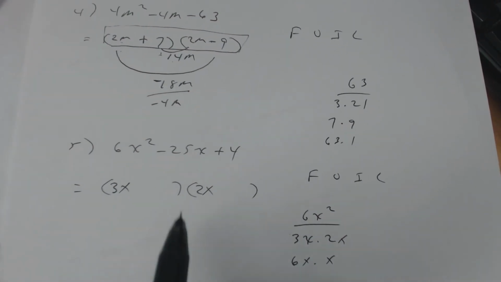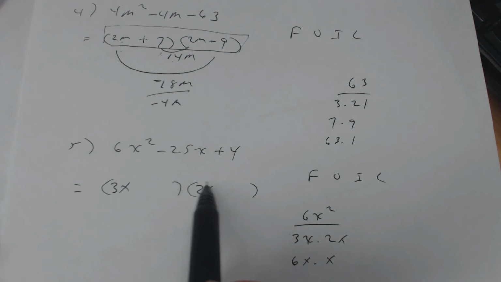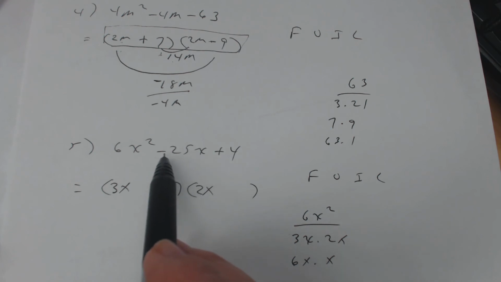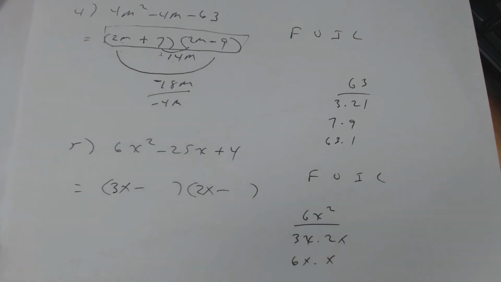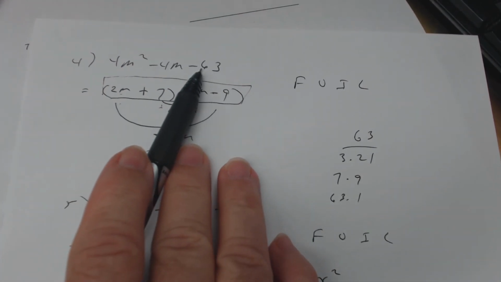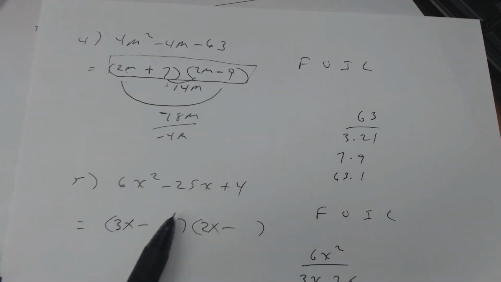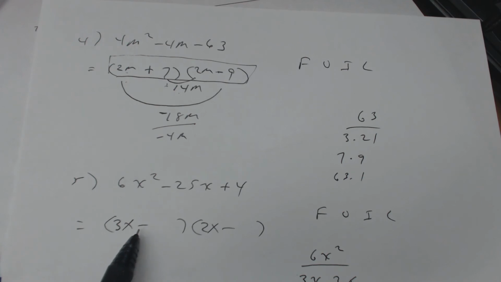So 3x, 2x. All right, the last sign's positive, so that's a good thing for us in terms of the signs. If the last sign's positive, it means both of these signs have to be the same, and it's going to be both negative. So right away I know this. Over here, when it was negative, I had to do that at the end. Here, we can fill it in at the beginning because this is positive.